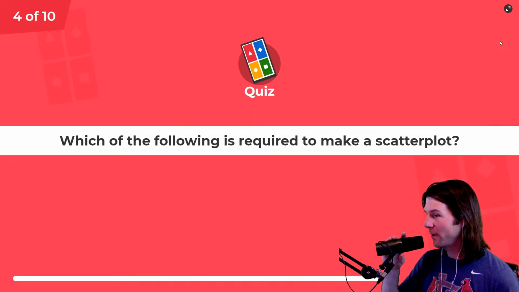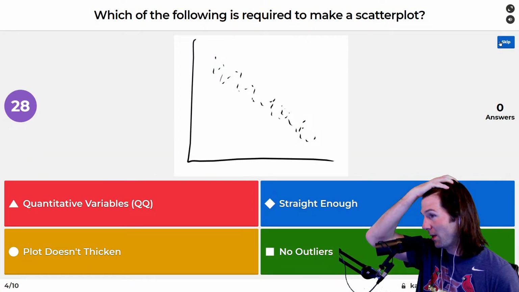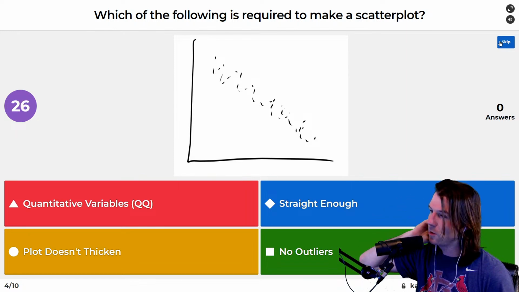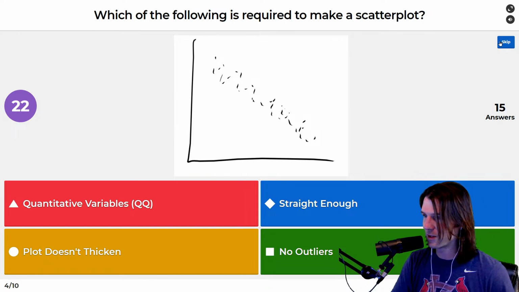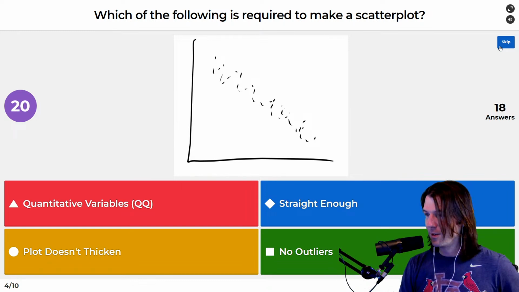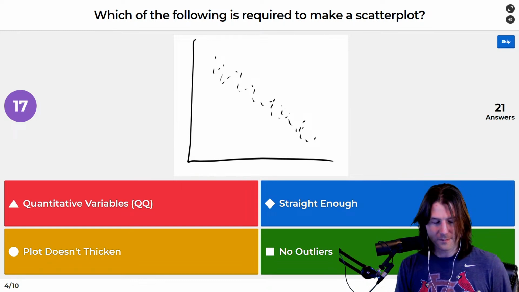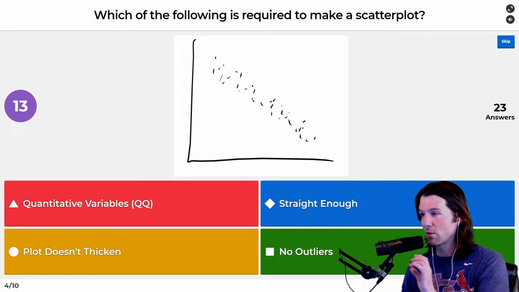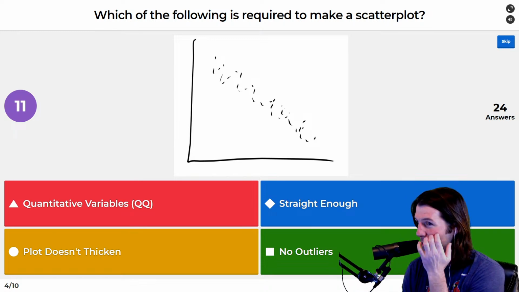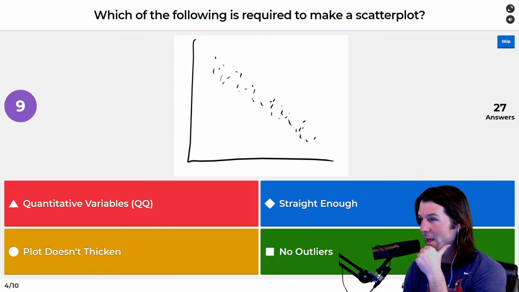Which of the following is required to make a scatter plot? So scatter plots. Now, everyone knows my famous QQ: straight enough, no outliers, plot doesn't thicken. That kind of gives away the answers. Everyone knows that. You know what? We got a quote now. Quote 57. I think it's quote 57. So it gives away the answer. Is it the right quote?